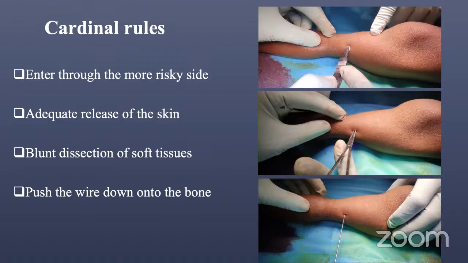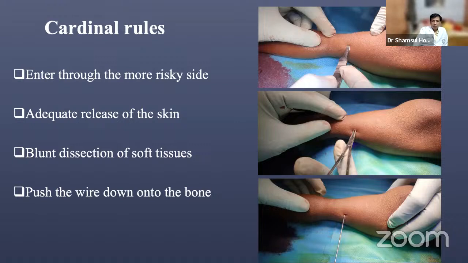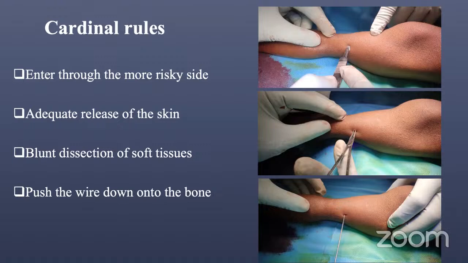are located, so that one can avoid injuring them during entry of the wire. The skin should be adequately released with stab incision to avoid thermal necrosis to the skin. And this is followed by blunt dissection of the soft tissues to reach the bone. And then the wire is inserted, and don't start drilling in the soft tissue. First, put your wire on the bone, reach the bone, and once you are there, then only start the process of drilling.